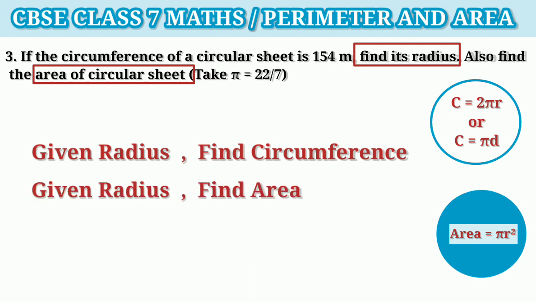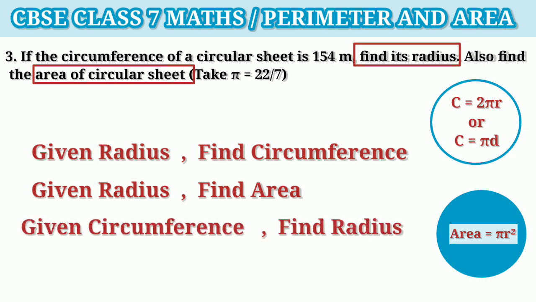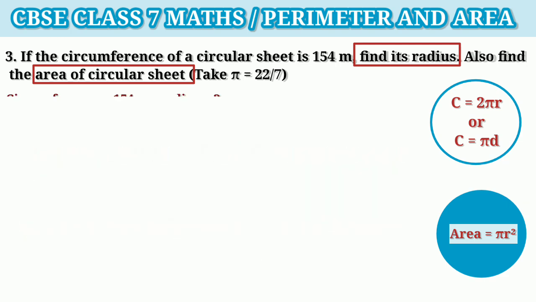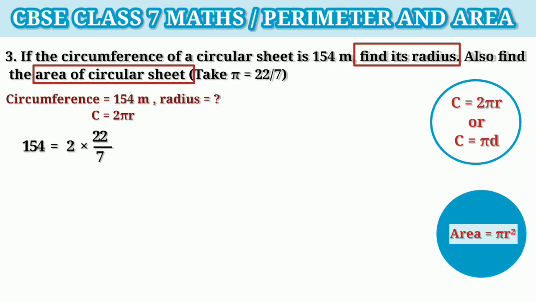Now in this question we are given the circumference and we have to find the radius. The formula used will be the same, that of circumference. If circumference is given, we will use the formula of circumference and find the radius. Circumference given is 154 meter, radius we have to find, and the formula used is 2 pi r. Substitute the values of circumference and pi in this formula. Radius we will keep as r because we have to find it. So we have 154 equals 2 into 22 upon 7 into r.